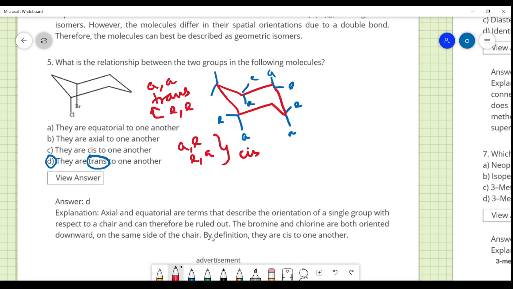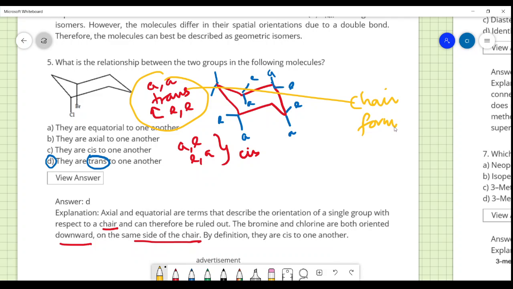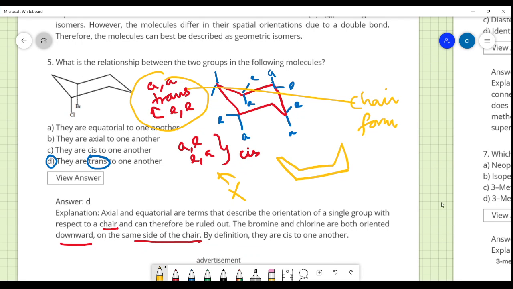Axial and equatorial terms describe the orientation of a single group with respect to the chair conformation, and therefore can be ruled out. The bromine and chlorine are both oriented downwards on the same side of the chair. So this is applicable only to the chair form. If you have a boat form, then things will change; for the boat form, it is not the same. By definition, they are cis to one another. Here, D is the right answer.